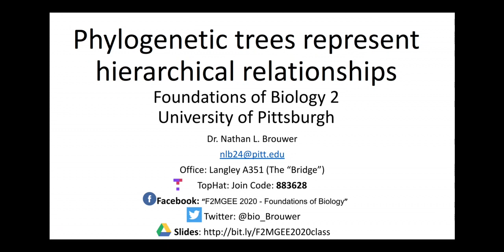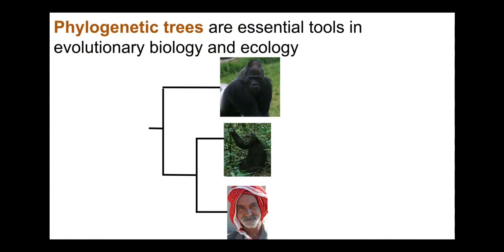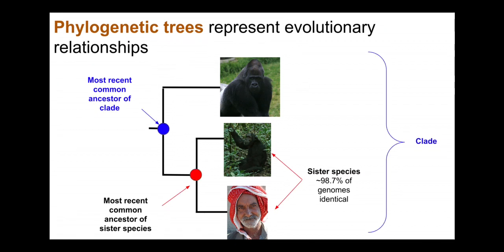In this video, I'll be talking about how phylogenetic trees represent hierarchical relationships. So phylogenetic trees are essential tools in evolutionary biology, ecology, also epidemiology, paleontology, anthropology. They are all about representing evolutionary relationships.